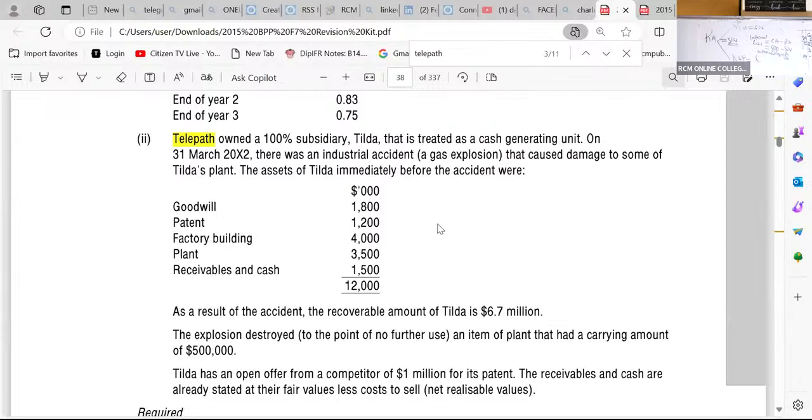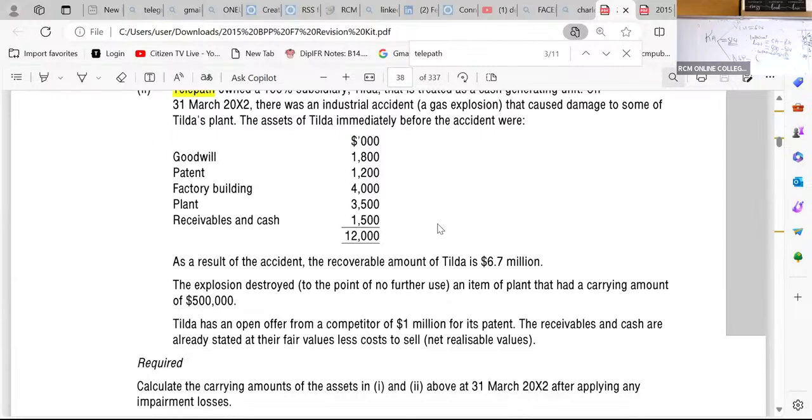As a result of the accident, the recoverable amount of Tilda is 6,700. You can see the original was 12,000. Now the recoverable amount is 6,700. So this examiner has given us a recoverable amount. The first thing that will help you is that we shall be able to calculate the impairment loss, which will be the carrying amount, which is 12,000, minus recoverable amount, which is 6,700.